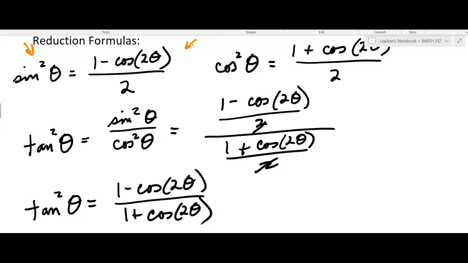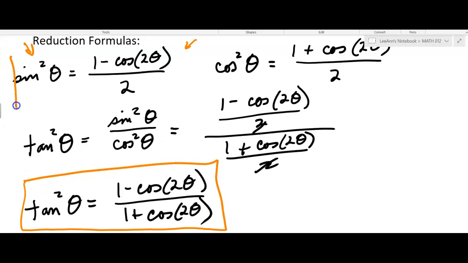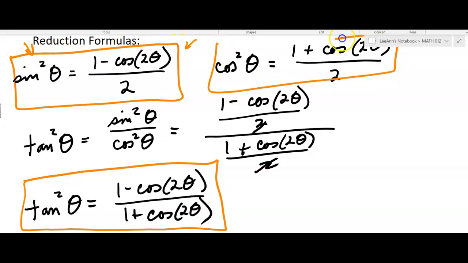Okay, so we'll see that in future examples here. But this is the one for tangent squared, this is the one for sine squared, and this is the one for cosine squared. And you can see more of an explanation where sine squared and cosine squared, where those come from in the textbook.